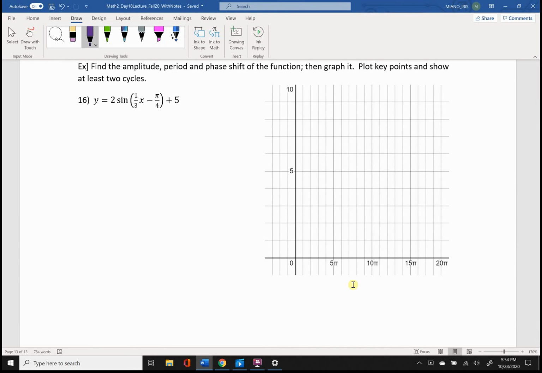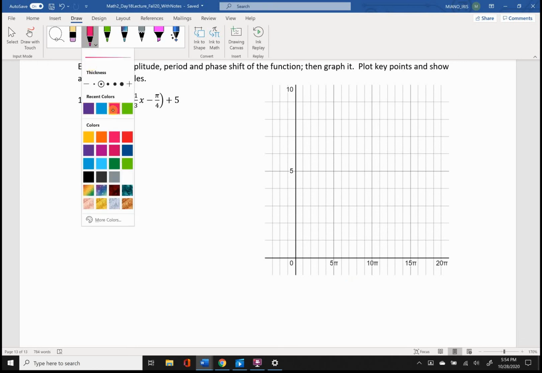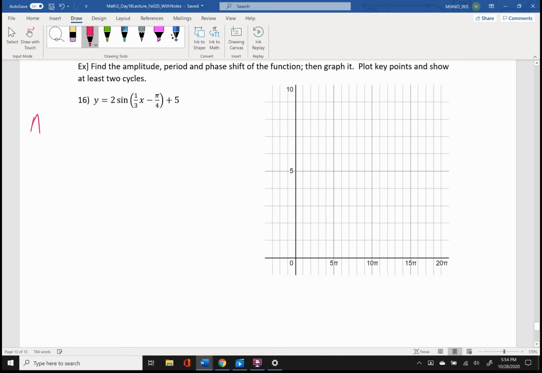Okay, so this is a sine function with an amplitude of 2. So let's go ahead and mark that. A equals 2. The period is 2 pi over 1/3, which is 6 pi.